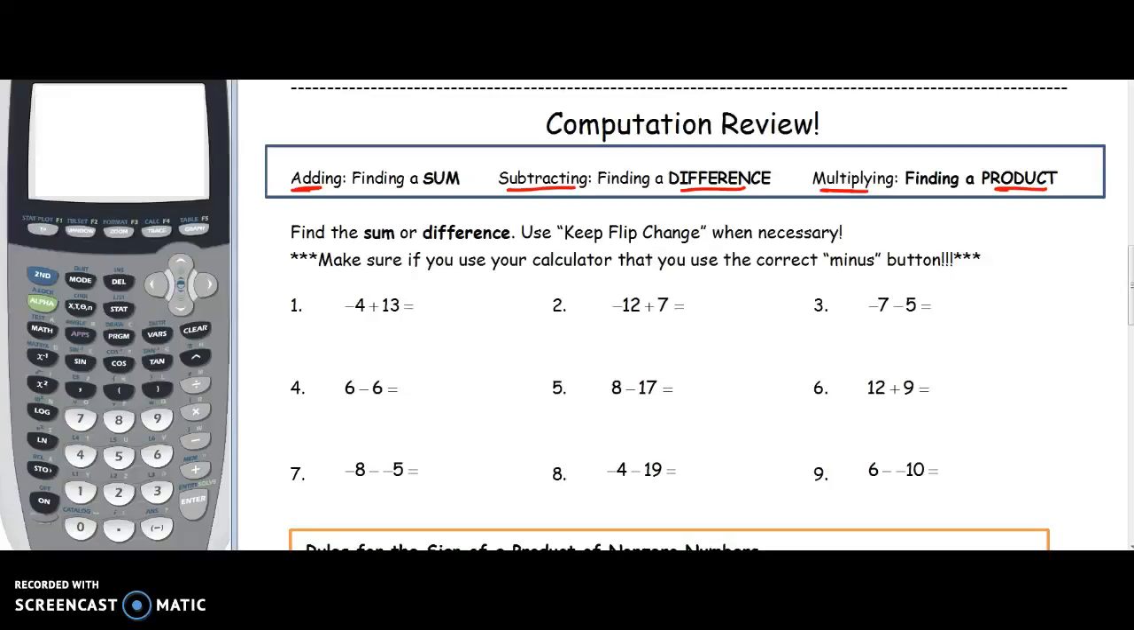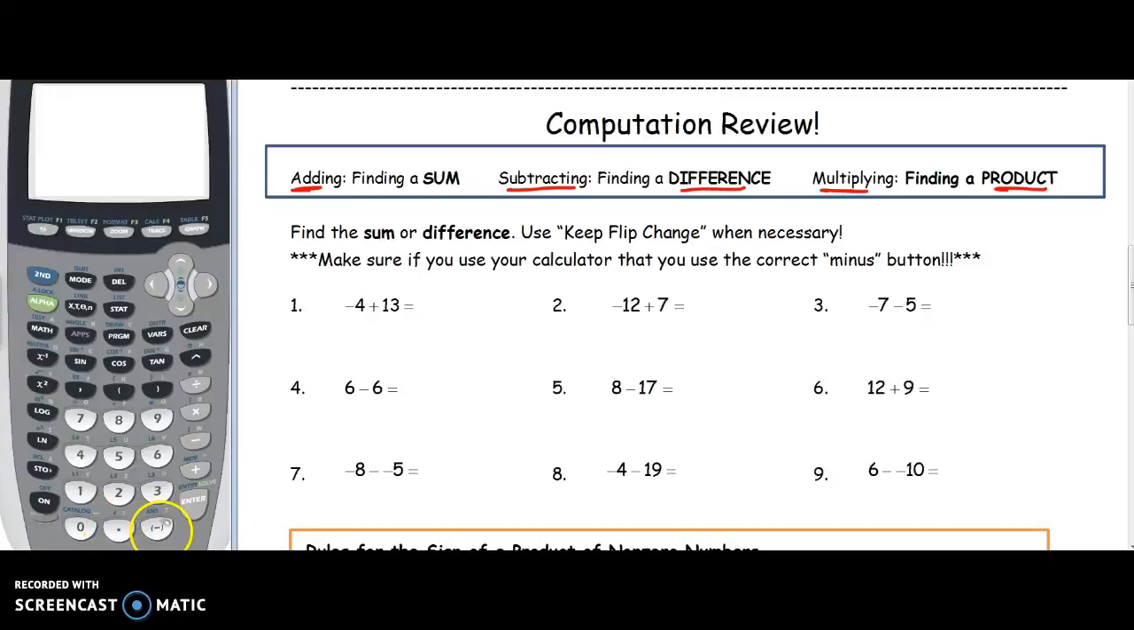Okay, so find the sum or difference. Use keep, flip, change. I hope you remember that. KFC, when necessary. Make sure if you use your calculator that you're using the correct minus button. Okay, so in problem number 1, I'm going to show you how to type this in your calculator. This is -4. A lot of people want to go to this button right here. If you see my cursor hover over it, that's the subtraction key. That's not the minus button. The minus button is right down here next to the decimal point and 0.